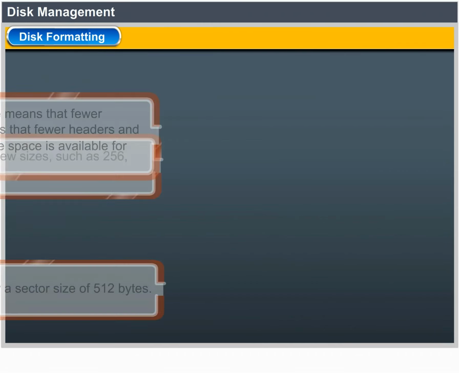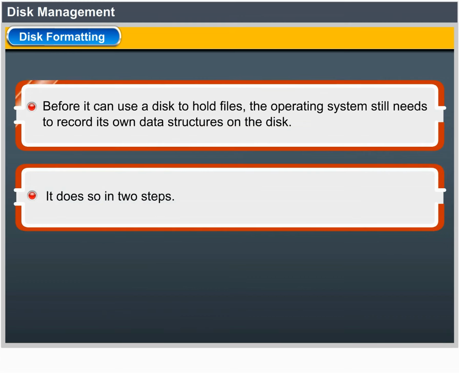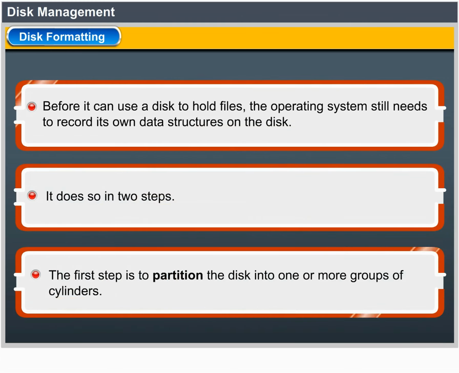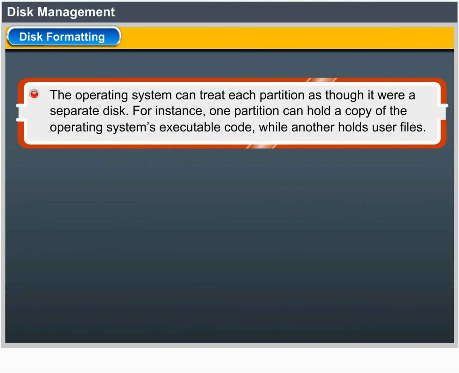Before it can use a disk to hold files, the operating system still needs to record its own data structures on the disk. It does so in two steps. The first step is to partition the disk into one or more groups of cylinders. The operating system can treat each partition as though it were a separate disk. For instance, one partition can hold a copy of the operating system's executable codes while another holds user files.